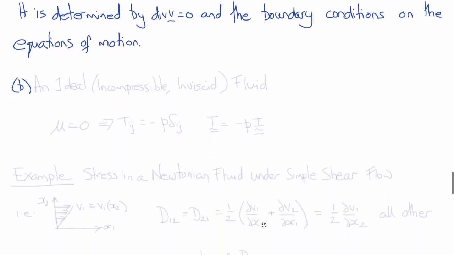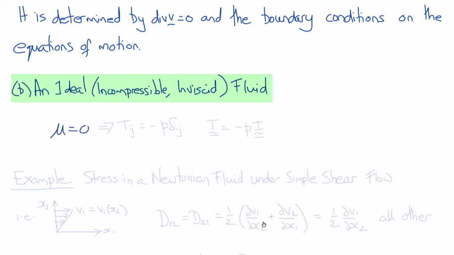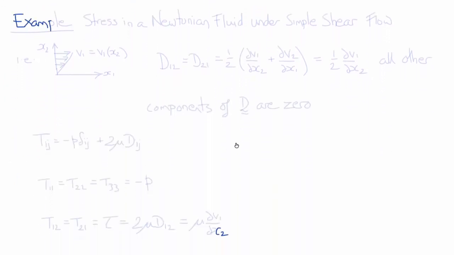Another special case is the ideal fluid, which means that it's both incompressible and inviscid. Inviscid means the viscosity is 0, so that just reduces to Tij is equal to minus p delta ij, or T equals minus p times I.